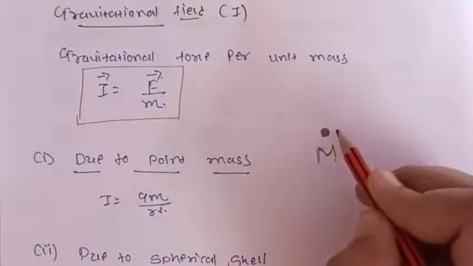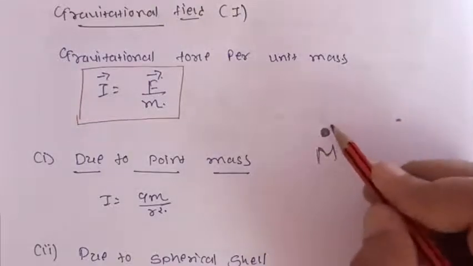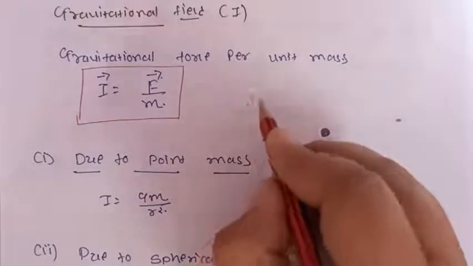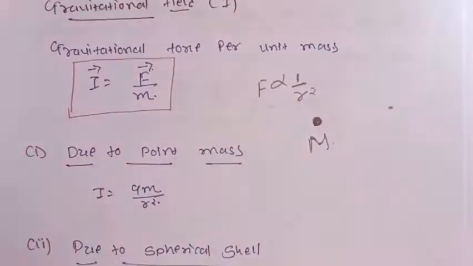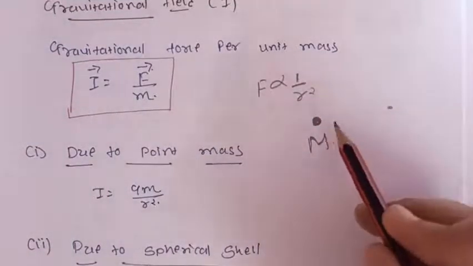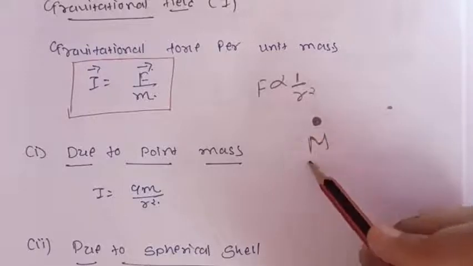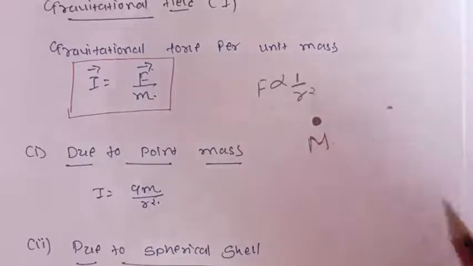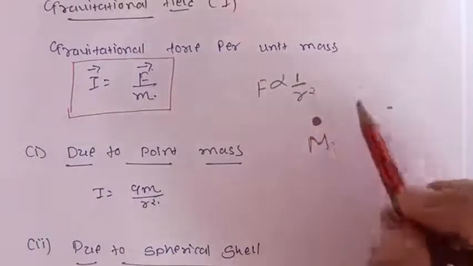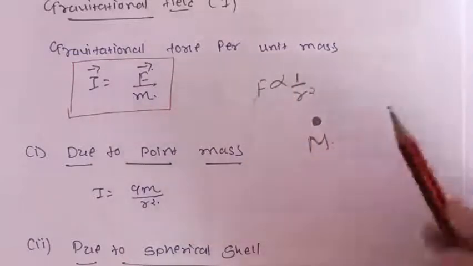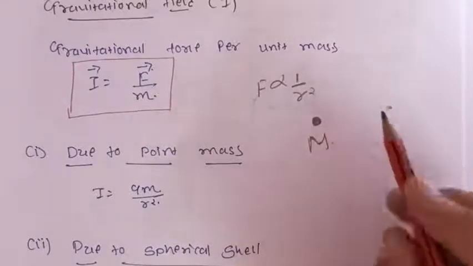Now, as the distance from this increases, the gravitational force of attraction due to this particle will decrease because force is inversely proportional to r square. So, at certain distance from this mass m, the force of this mass particle will be reduced to almost zero value. So, the region around this mass particle m, in which its force of attraction is experienced by another mass particle, is called gravitational field.